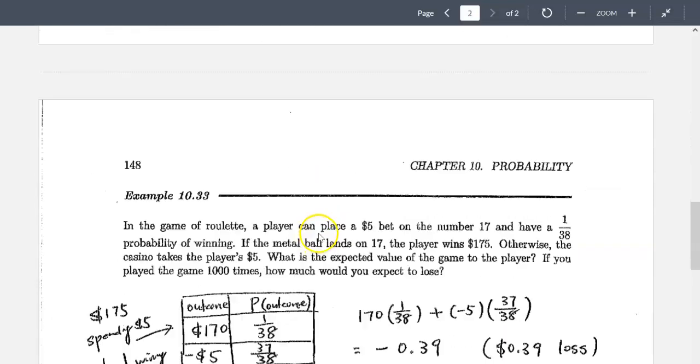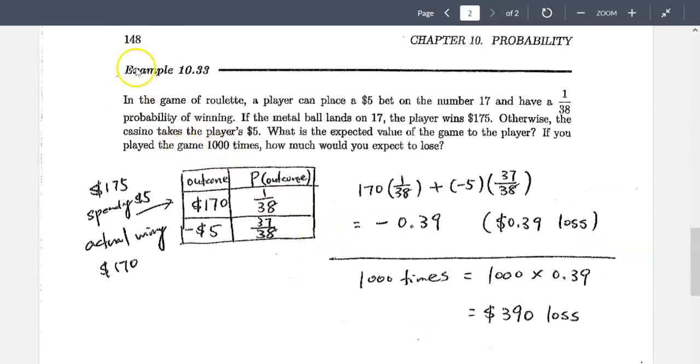Okay. Now here's another example, a similar situation. In a game of roulette, a player can place a $5 bet on number 17. If you bet on 17, you have a 1 out of 38 chance of winning. If you win, you win $175. Again, if you pay $5 to bet and you win 175, your actual winning is only 170. So the chance of winning $170 is 1 out of 38. Now there's a chance of losing $5, the other 37 out of 38. Same idea as last time.